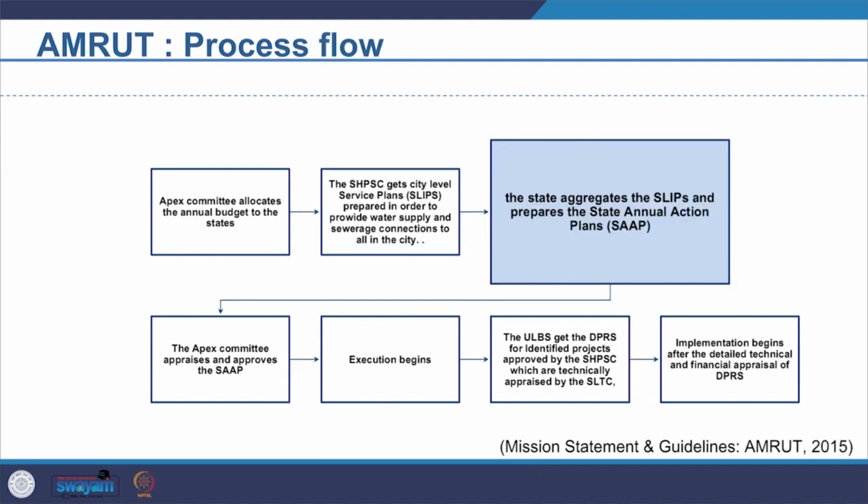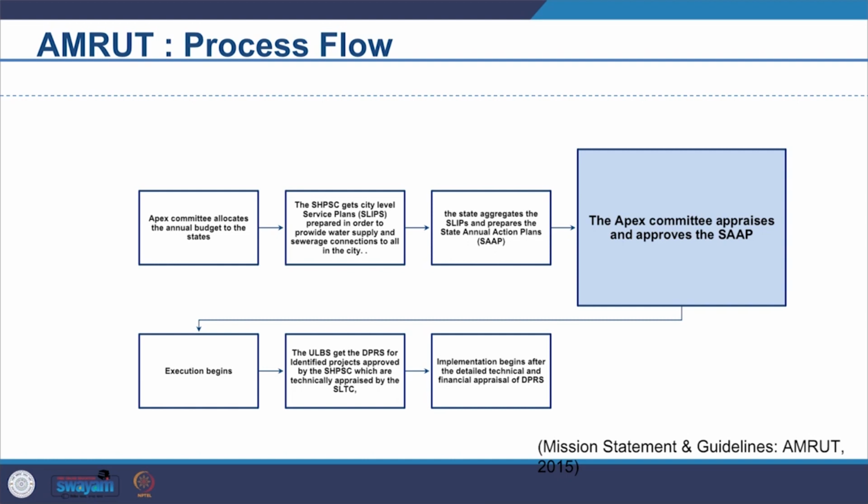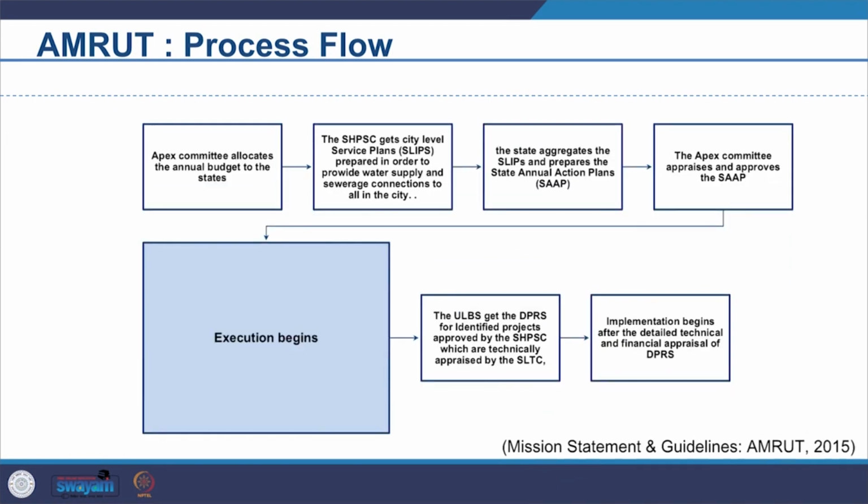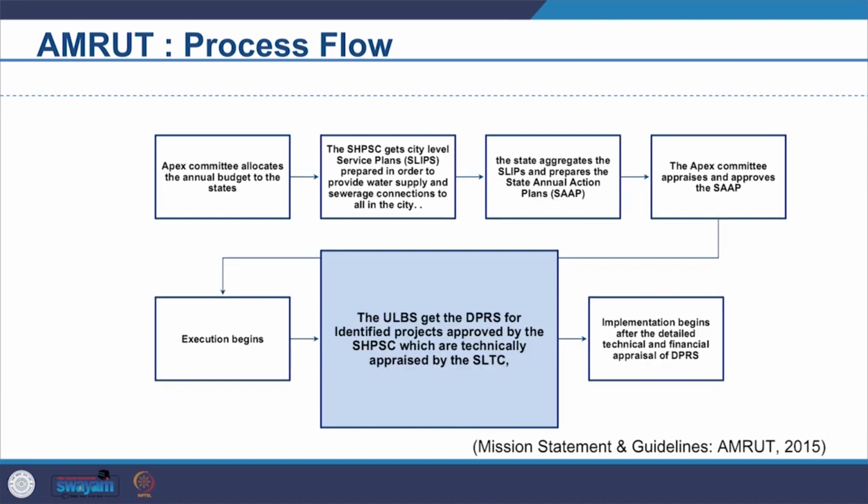Then the state aggregates the SLIPs and prepares the State Annual Action Plan, SAAP. The state then sends the SAAP back to the Apex committee for approval. Revisions are sought if required and the SAAP is approved. The state accordingly informs the ULBs about their SLIP approval and the execution of the projects starts, and ULBs get the detailed project reports for their projects. The technical appraisals for the State High Powered Steering Committee are done by the State Level Technical Committee, the SLTC.